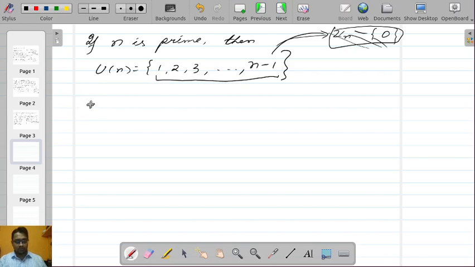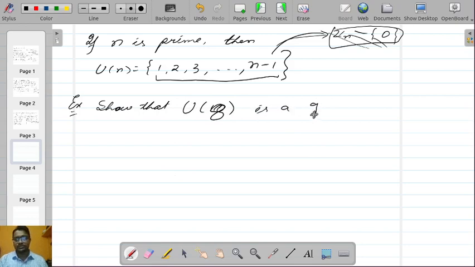We will not prove in general that Un is a group. It will require some number theory, which I don't think is necessary for this course. So we'll do some particular results. We will consider some fixed values of n and just construct the composition tables. Show that U10 or say U8 is a group with respect to multiplication modulo 8.